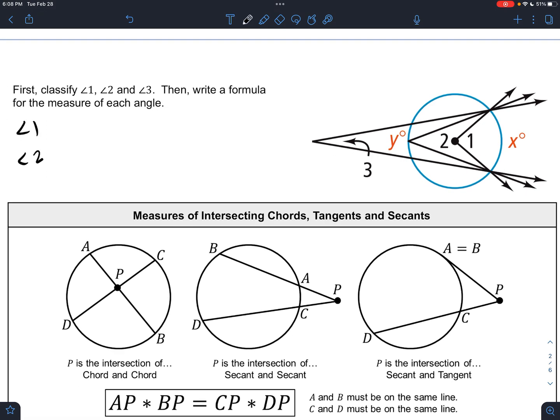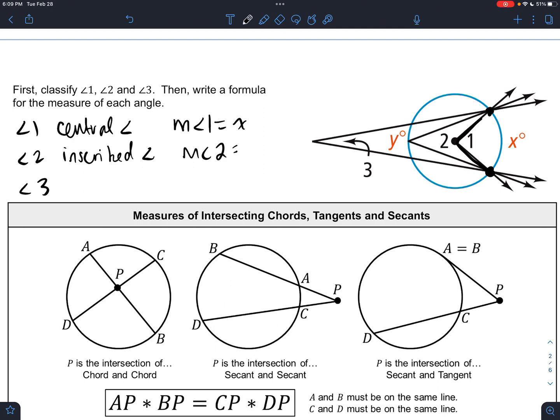And then, as kind of a recap, this is a really, really interesting picture we have here. So, angle 1, angle 2, and angle 3. We need to classify them and then also give what their measure should be. And angle 1 is a central angle, right? Because it's formed by the center and 2 points. All these angles are going to share these 2 points. So the central angle's measure is just equal to the arc.